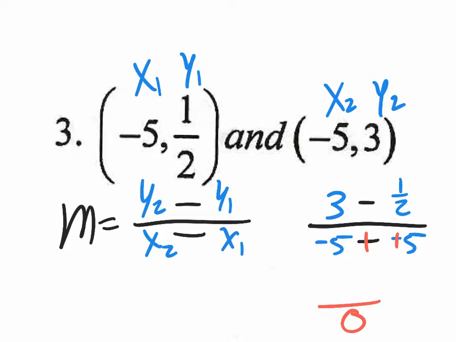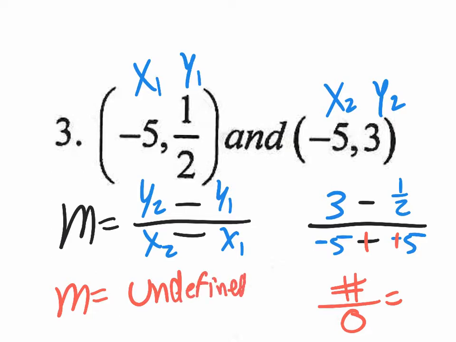Doesn't matter what I have on top, 3 take away half, I could just stop right there, because any number over 0 is going to be undefined. So m equals undefined. Again, you cannot divide by 0. Try it on a calculator, it'll say error. You can't do it. So m is undefined.